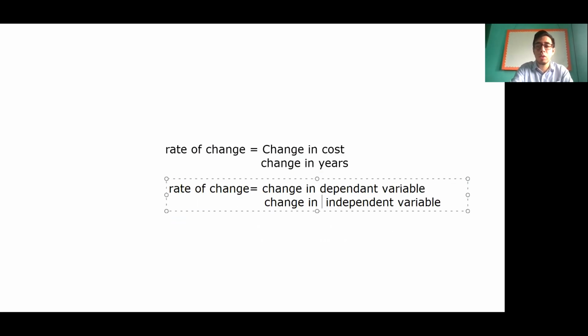I don't need this word. That's the reason why it doesn't fit. Okay, so the rate of change is the change in the dependent variable. I'm going to write the line so you can see the division.